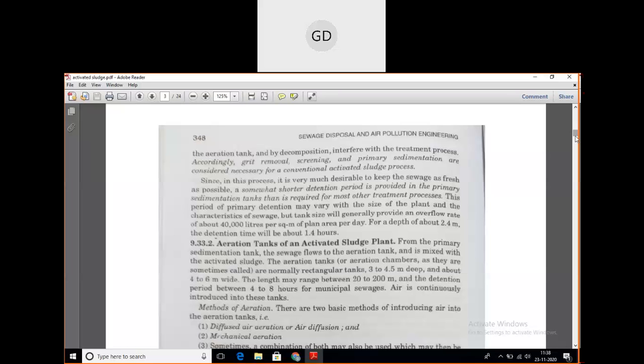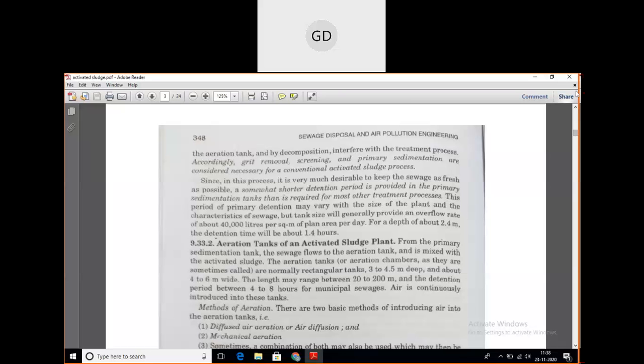So what is their depth? It is 3 to 4.5, and what is their width? It is 4 to 6 meter, and their length ranges between 20 to 200 meter. Also, the detention period of the aeration tank is between 4 to 8 hours for municipal sewages. You can just underline all these values.